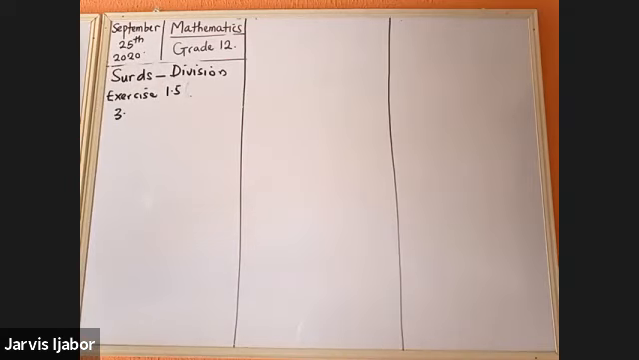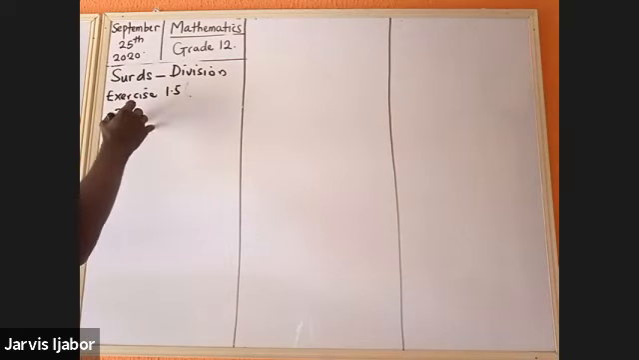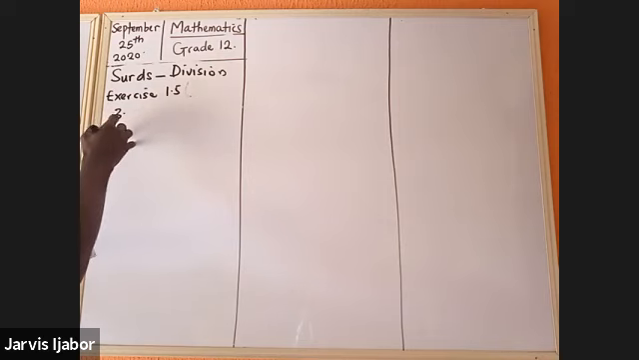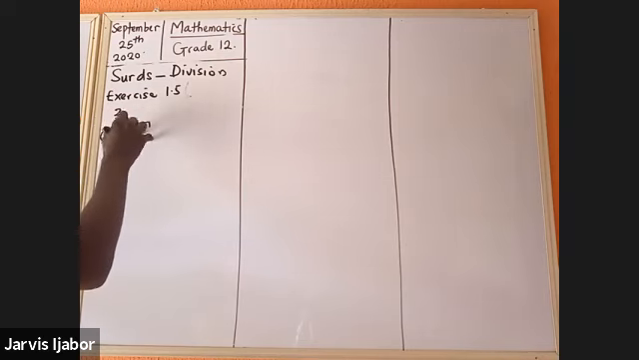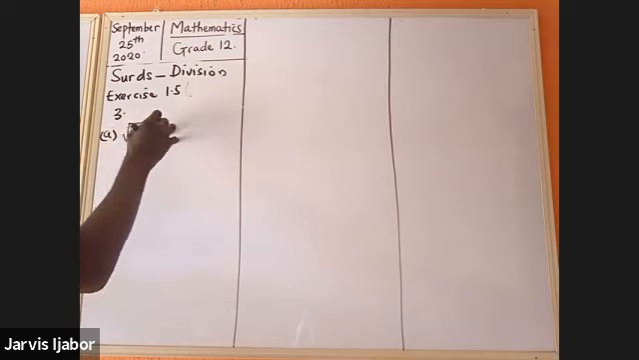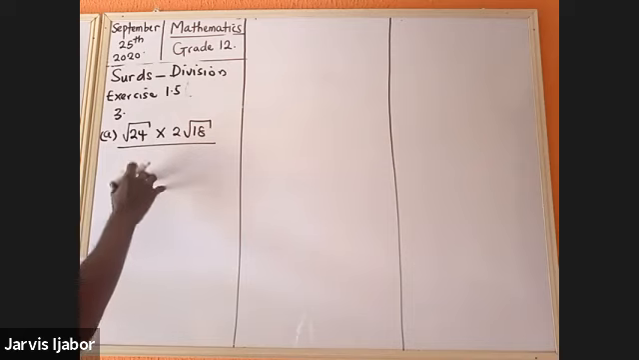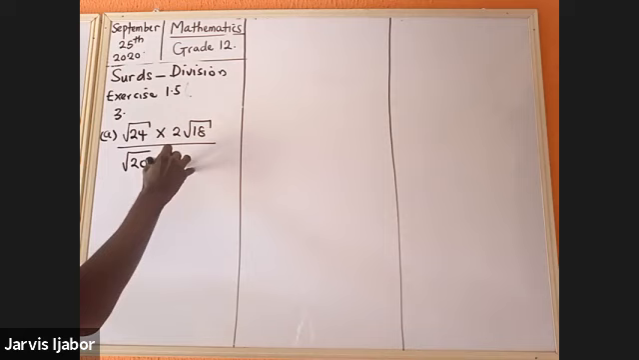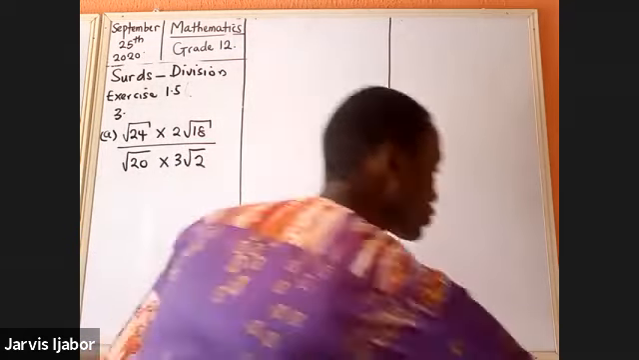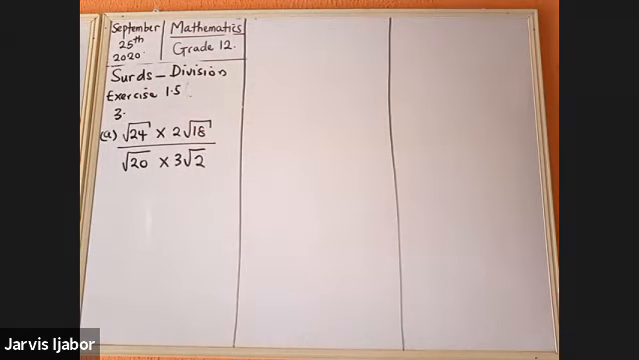Here we go. So question 3, exercise 1.5. Let's look at question A. Square root of 24 times 2 root 18, all over root 20 times 3 root 2. So how do you solve that? How do you handle a problem like that?